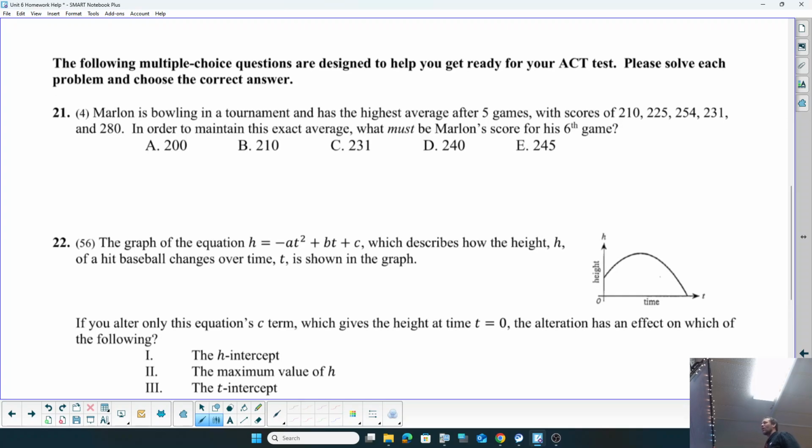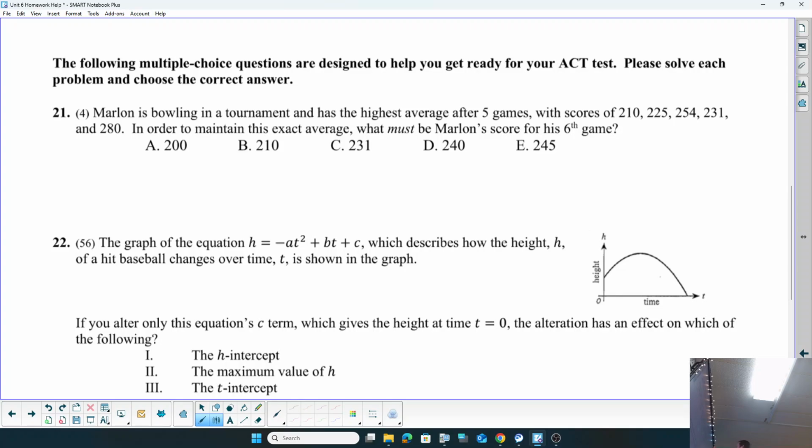ACTs, here we go. Marlon is bowling in a tournament and has the highest average after 5 games. So we have 5 games going on. The scores are 210, 225, 254, 231, and 280. In order to maintain this exact average, what must Marlon score for a 6th game be?